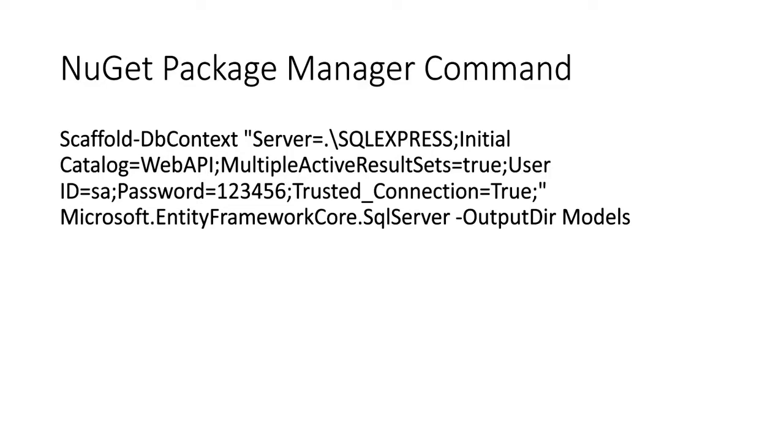Here you can see this is starting with Scaffold-DbContext. That means we are going to create a model from the database using this command. You can see here I have passed the connection string. In the server, it is the server name or the location of the server, which is my local, and here I have passed WebAPI in initial catalog. That means this is the database name. Here I have passed MultipleActiveResultSets equals true, and user ID, password and trusted connection, and here we have passed the provider Microsoft.EntityFrameworkCore.SqlServer, and at the last you can see output directory Models.